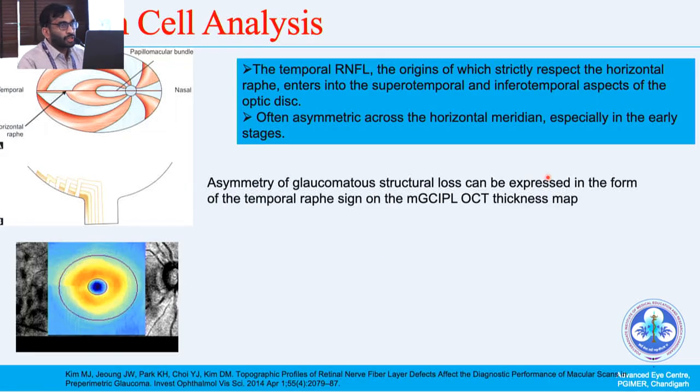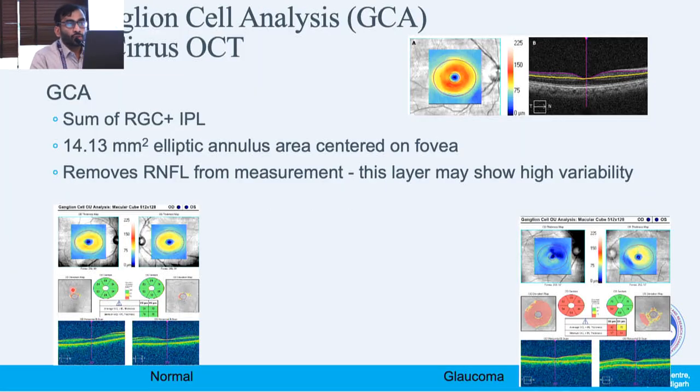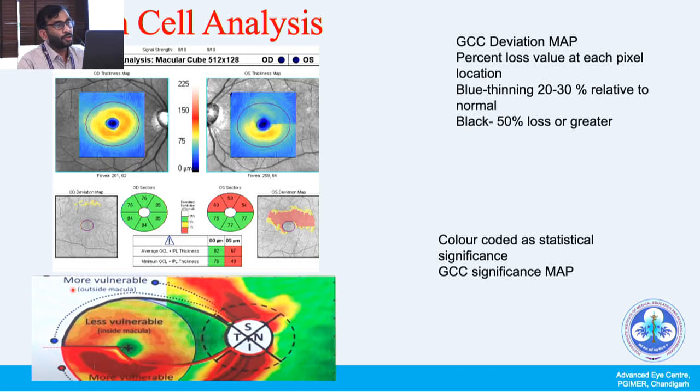So as he already mentioned, the temporal fibers strictly respect the horizontal raphe, so any asymmetric changes lead to formation of a temporal raphe sign, which is also an initial marker of glaucoma. So in SD-OCT, in Zeiss OCT, we have the GC, which means the sum of the retinal ganglion cell layer and inner plexiform layer. The color coding, he has already described, appears the same.